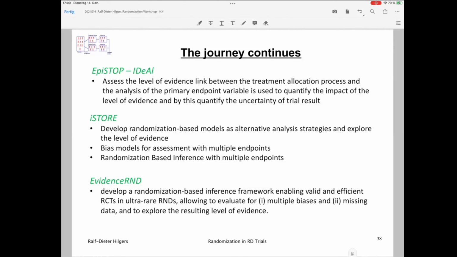In the iSTORE project, we will do this stuff with the multiple endpoints. What is a good model so that we can provide a similar analysis for this? And in the EVIDENCE RD, I will use and develop together with Alex and together with Nicole randomization-based inference procedures, which help us to evaluate trials in a limited or finite population. What is about inference if only 8 patients are involved in the world, and I can include them in the trial? So how to do that? Randomization-based inference, I am sure, will be a solution, but let's try to figure out. Alex, I count on you, and Nicole as well.